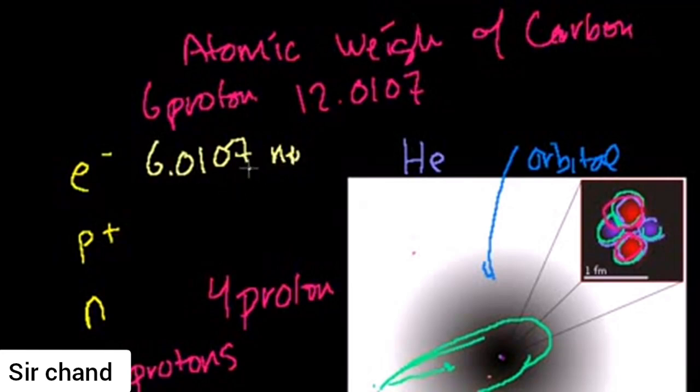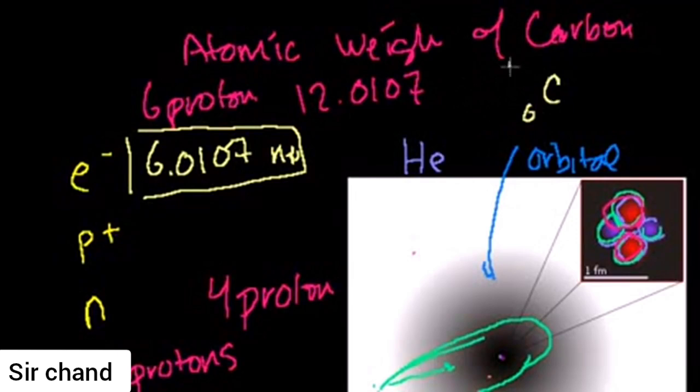No, it means if you were to average all of the different versions of carbon you find on the planet, and you were to average the number of neutrons based on the quantity of the different types of carbon, this is the average you would get. So it turns out that carbon, the main one you'll find is carbon 12.